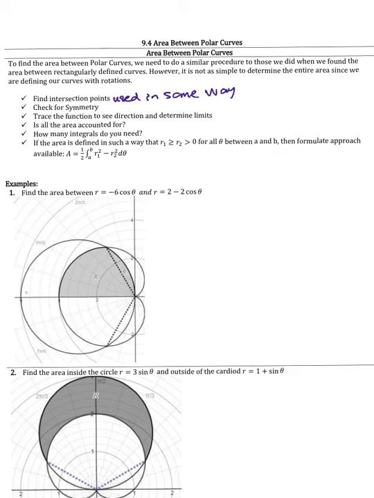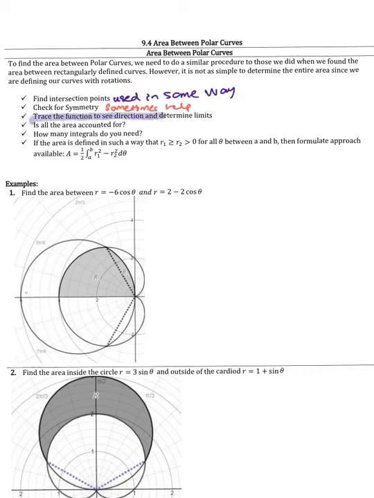The second thing is to check for symmetry. Sometimes this will help you out. It will make the area easier to identify. It'll help you have to do less work or find fewer intersection points, things like that. Sometimes symmetry is going to work. Some problems don't really have symmetry, so it's not necessarily going to help you out, depending on what you're being asked for.